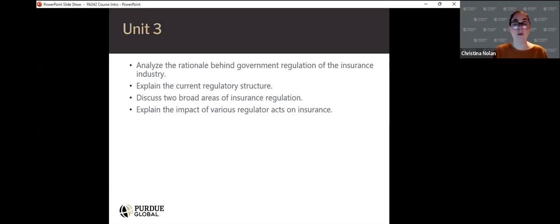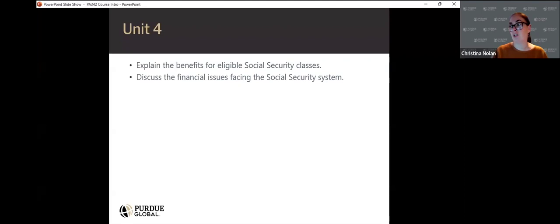This unit is important, Unit 3. We're looking at why the government has to regulate the insurance industry. As you might imagine, there is a lot of room for abuse in this industry. So that's why it's regulated. We're going to talk about how it's regulated currently, and then what areas of insurance are regulated, and then the impact of different regulatory laws on insurance. So how has insurance changed? Unit 4, we're going to look at benefits, insurance benefits for eligible Social Security classes.